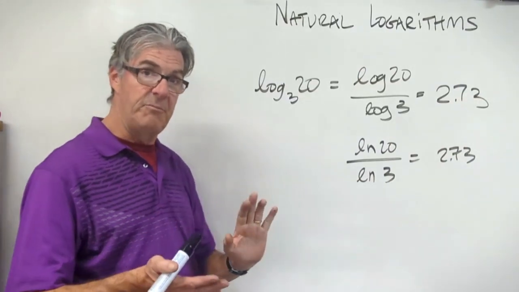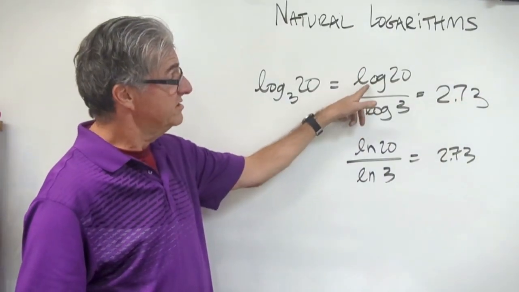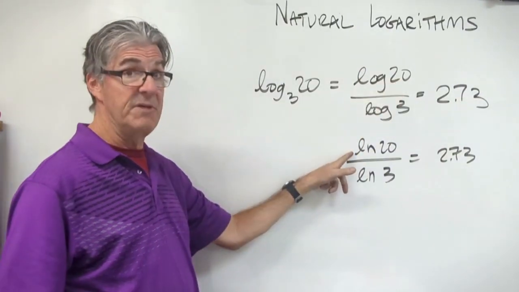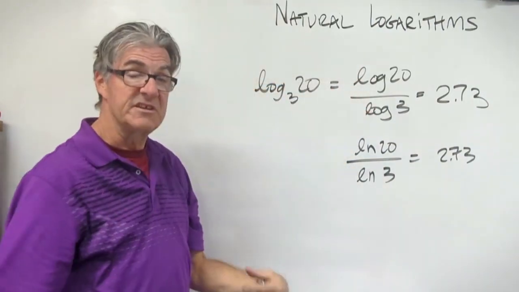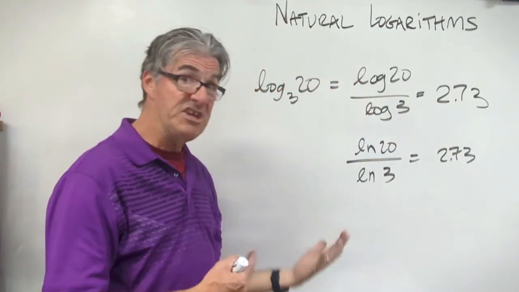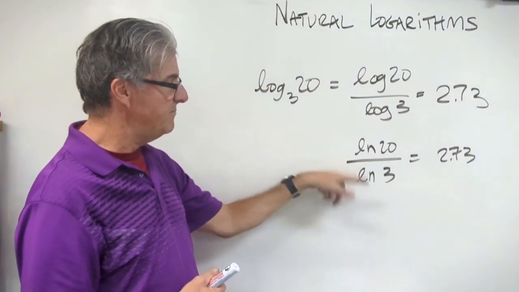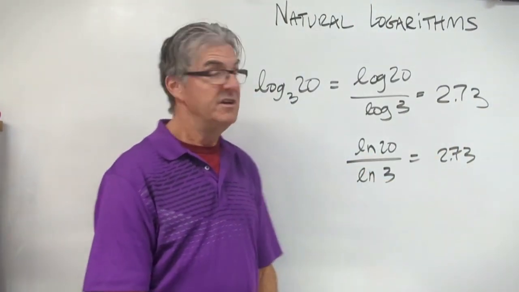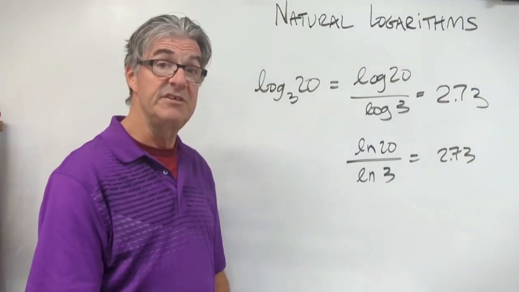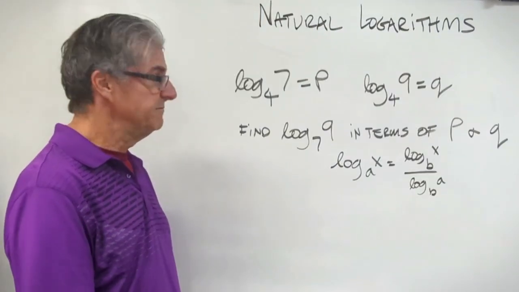Now here's the interesting bit: log 10 of 20 is not the same as the natural log of 20. So the tops and the bottoms aren't the same, but they're in the same ratio. So when you divide the top by the bottom, you're going to wind up with 2.73 every time. So this is a pretty handy rule. Let me give you a little hint.